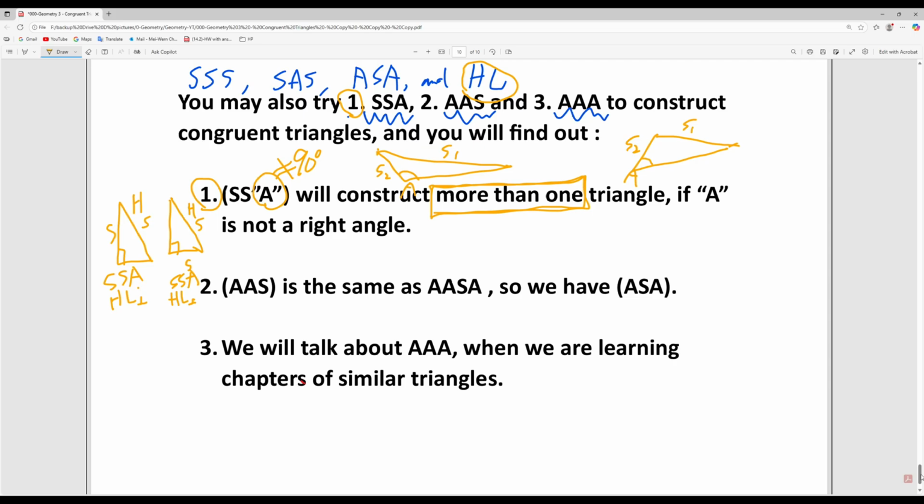Only when angle A is 90° can we guarantee that. And I will leave this for you to try by yourself. Therefore, SSA not 90°, we don't have a postulate to support you to construct only one congruent triangle. Number 2.